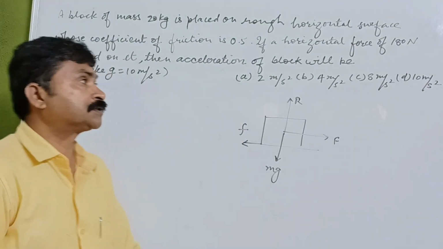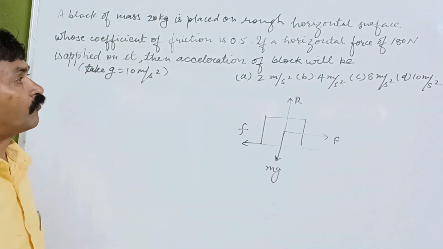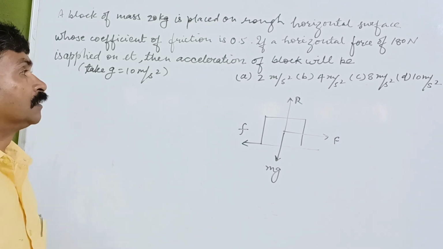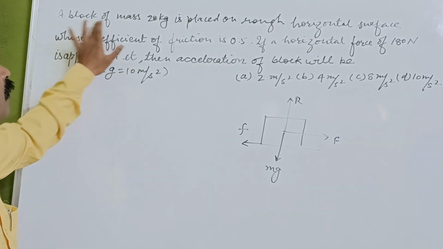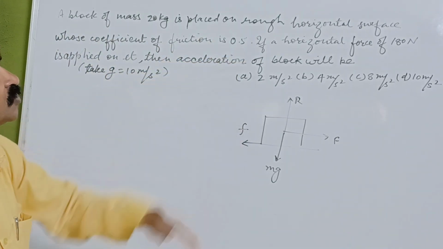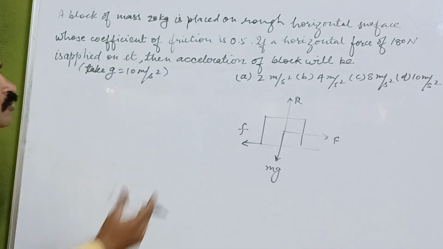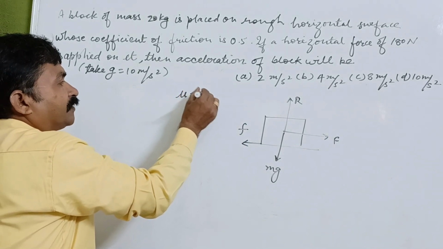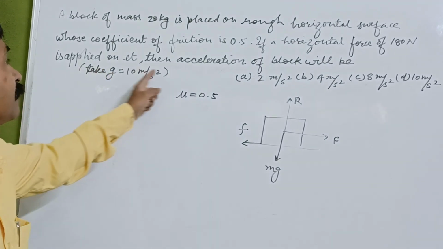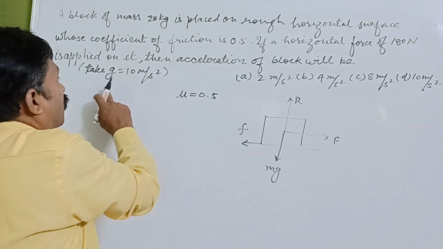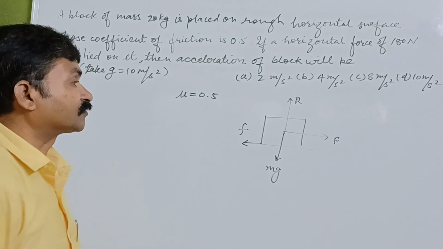Yes, dear students, today we will go with the numerical which is based on the force of friction, or we can say on force. Here we see that a block of mass 20 kg is placed on a rough horizontal surface whose coefficient of friction is 0.5. Mu is given to us as 0.5. If a horizontal force of 180 Newton is applied on it, then the acceleration of the block will be given by this. Take the value of g equal to 10 meter per second square.